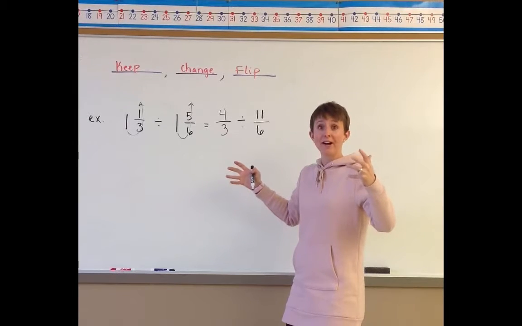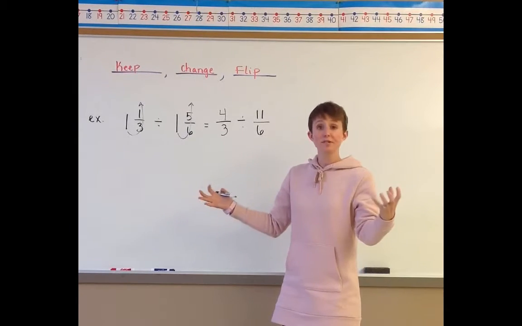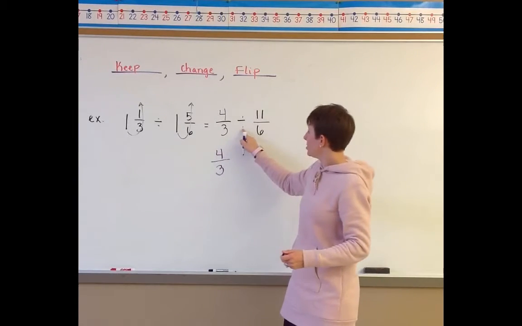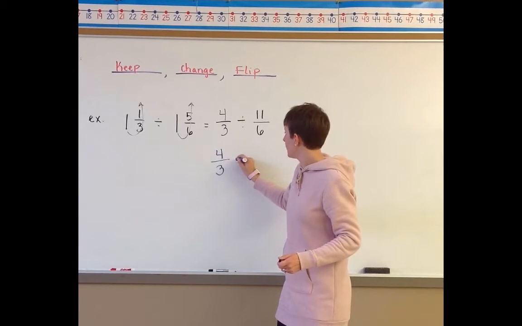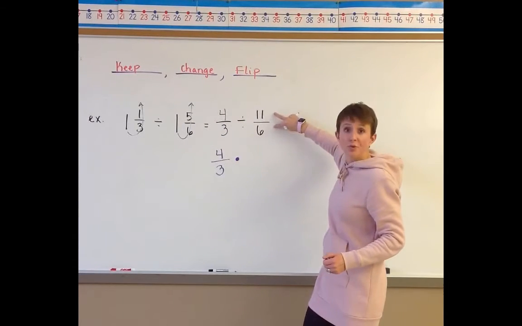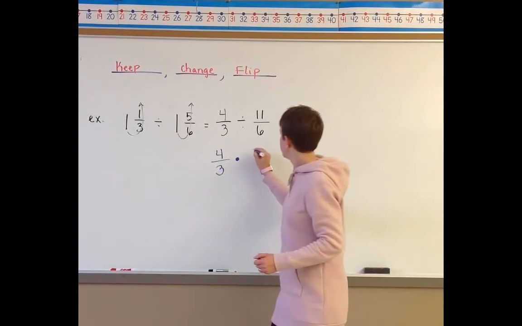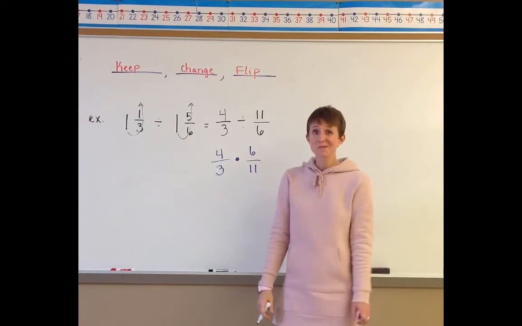Now, we're just going to apply our idea that, hey, when we're dividing, it's the exact same thing as multiplying by the reciprocal. So we're going to keep the first fraction. We're going to change division to multiplication. And we're going to find the reciprocal. We're going to flip our divisor, the second fraction. 6/11. Now, it's multiplying fractions.